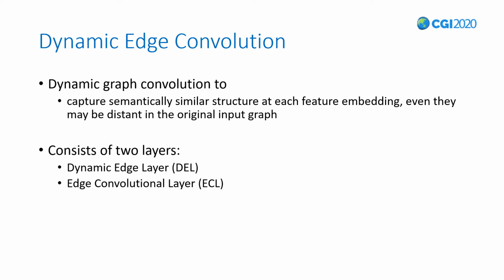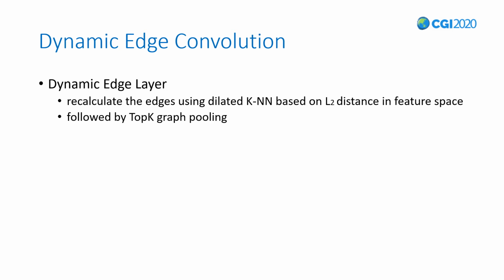Our dynamic graph convolution consists of two types of layer, that is, the dynamic edge layer and the edge convolutional layer. In the dynamic edge layer, we recalculate the graph edges using KNN based on a distance matrix in feature space. To enlarge the receptive field without loss of resolution or coverage, we use the dilated convolution concept. We also use a top K pooling operation for downsampling.